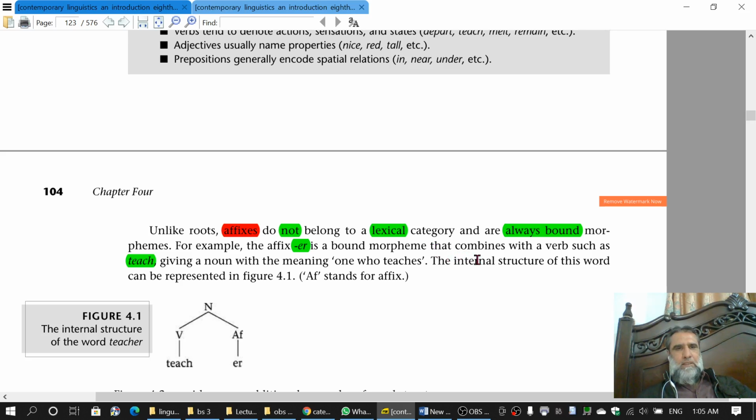लेक्सिकल कैटेगरी से बिलोंग नहीं करते. थैंक यू एंड गुड लक.